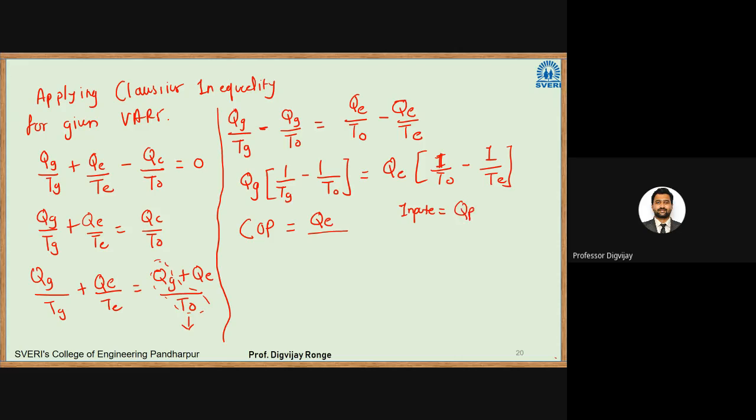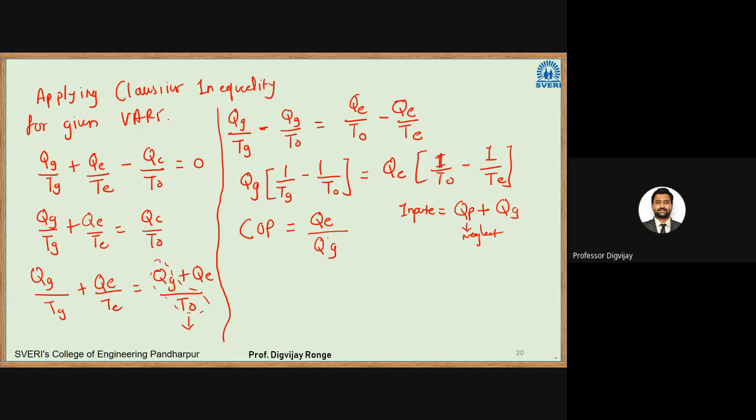So that is QE, plus I'm supplying some heat in the generator. So that will be Qg. I will neglect the pump work. So this will be divided by Qg. So that is the formula for COP in this case.